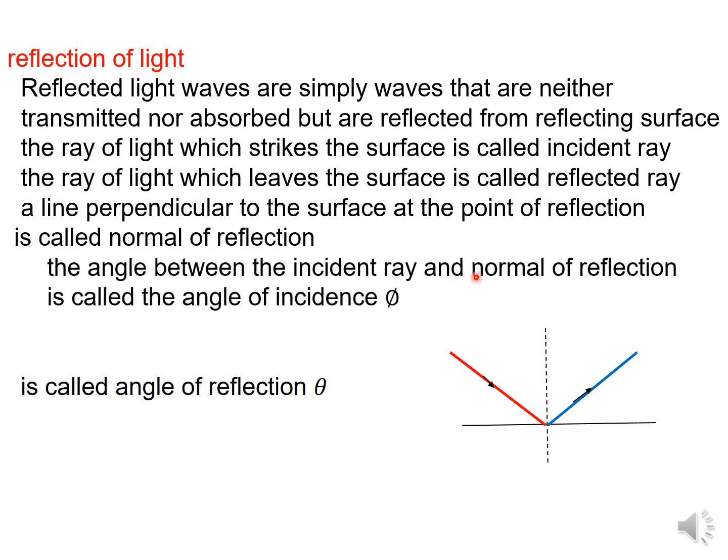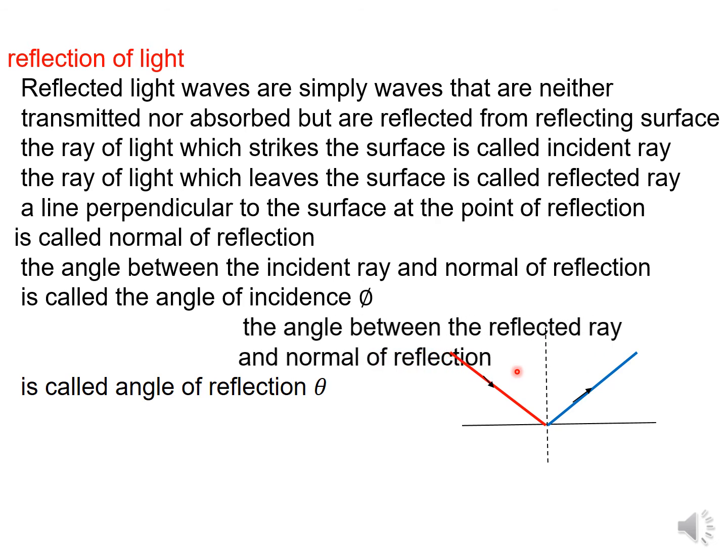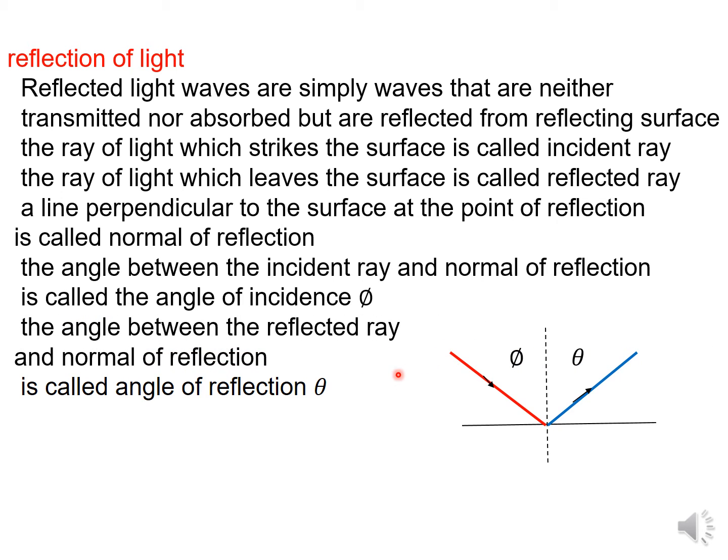The angle between the incident ray and normal of reflection is called angle of incidence phi. طيب, the angle between the reflected ray and normal of reflection is called angle of reflection theta. يبقى الانجل between the incident ray and normal of reflection is called angle of incidence phi, and the angle between reflected ray and normal of reflection is called theta, angle of reflection.